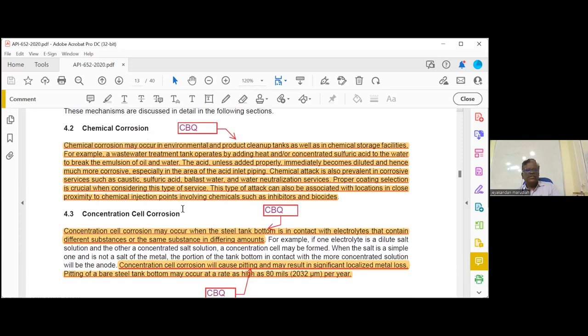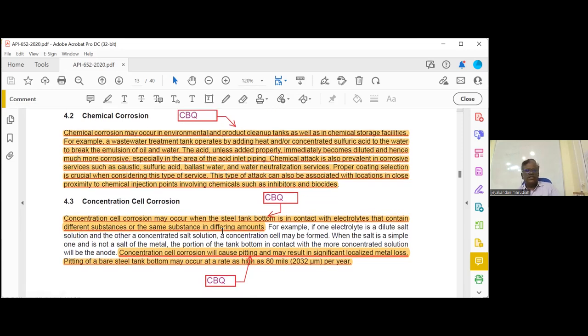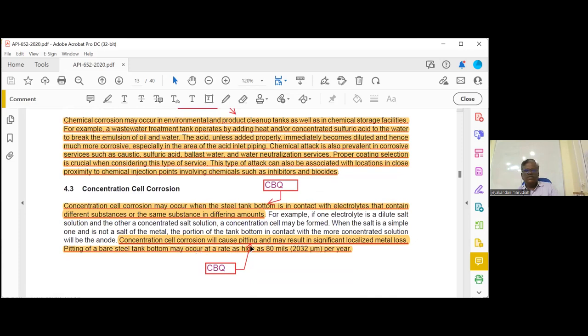Then concentration shell corrosion, 4.3, highlight the first two lines. Concentration shell corrosion may occur when the steel tank bottom is in contact with electrolytes that contain different substrates, or the same substrate in differing amounts. Then concentration shell corrosion will cause pitting and may result in significant localized metal loss. Pitting of a bare steel tank bottom may occur at a rate of 80 mils per year. That is important. Close book question.